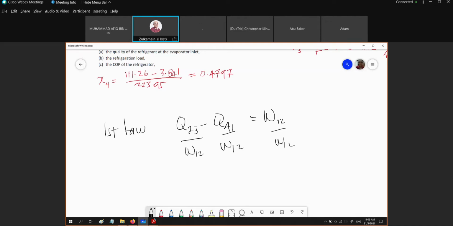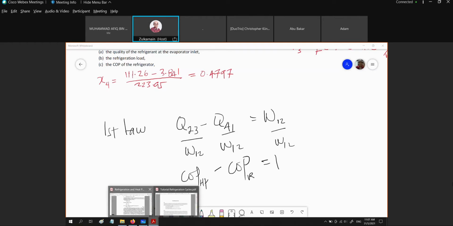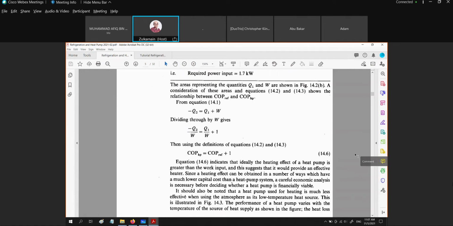This will give us the COP heat pump. And this will give us the COP for a refrigerator. And this is equal to 1. Therefore, we can write COP HP is equal to COP R plus 1. So this is what is stated right here, equation 14.6.